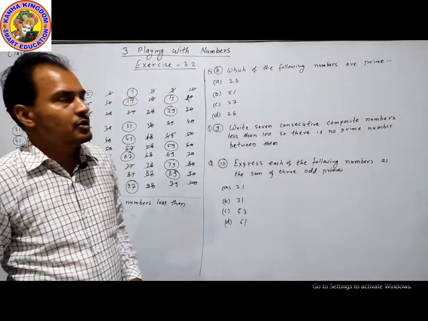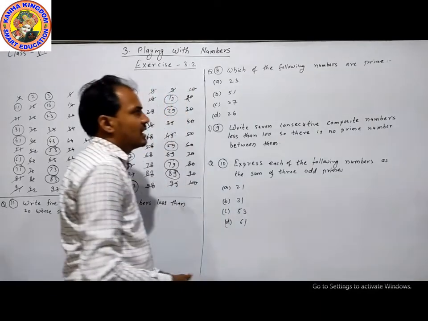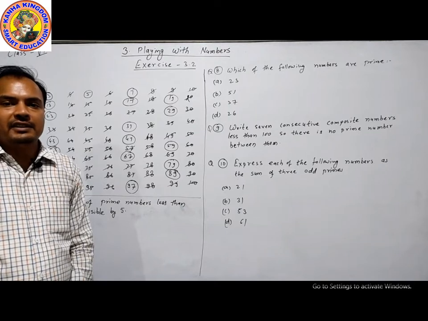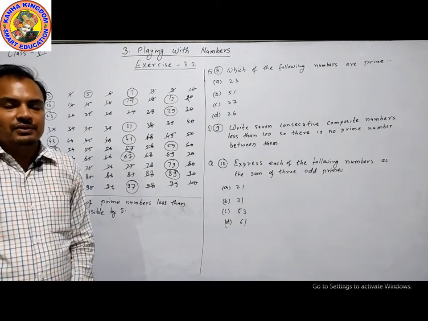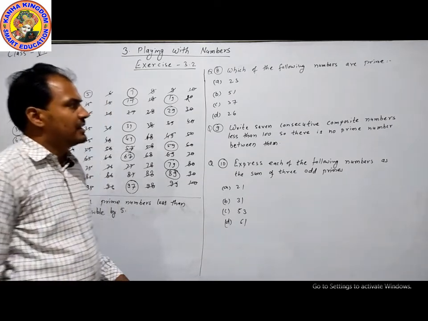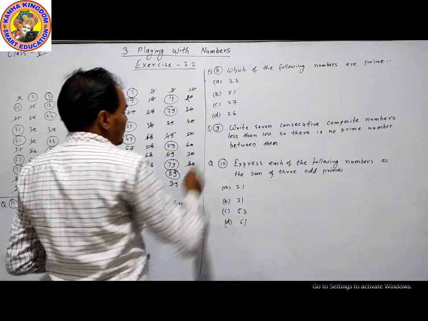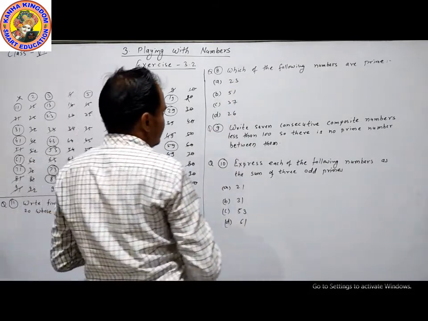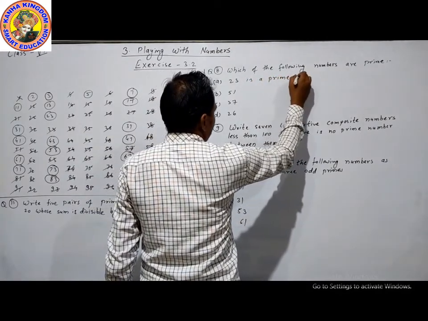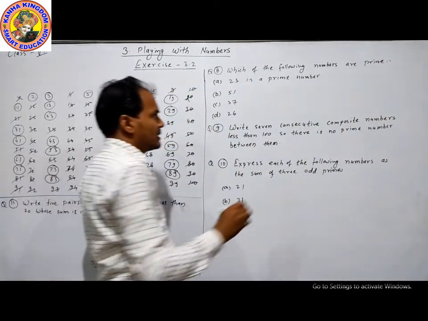Now our next question is question number 8. Which of the following numbers are prime numbers? Who is a prime number? A prime number has factors 1 and itself. The factors are 1 and itself. So it means no digit can divide it. 23. By this table 23 is a prime number. 23 is a prime number.